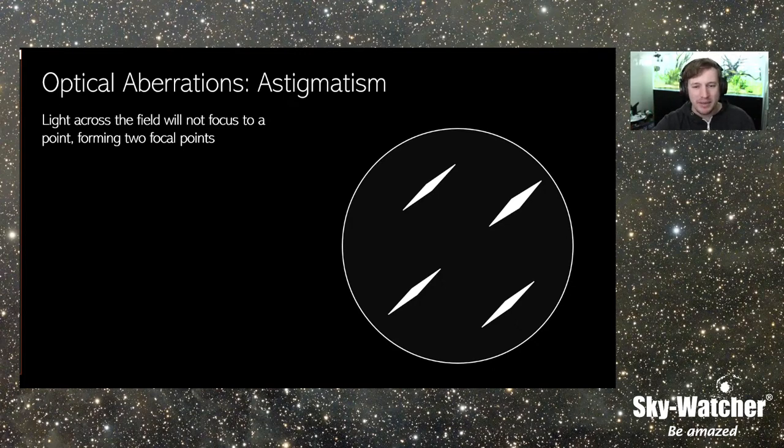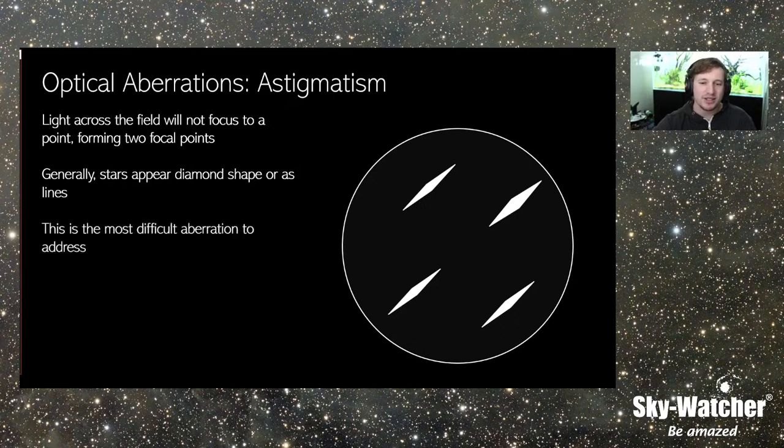So it's going to look weird. You'll never be able to get a pinpoint star point on this, so they're always going to appear like lines. This is also the most difficult aberration to address, because if you're seeing it, it generally means that there's something going on with the optics. They might be pinched, the cell's too tight, maybe there is some kind of issue with the optical assembly, but a lot of times that's something that should be addressed by the manufacturer of the optics or with someone who knows how to adjust that particular telescope correctly at that point.